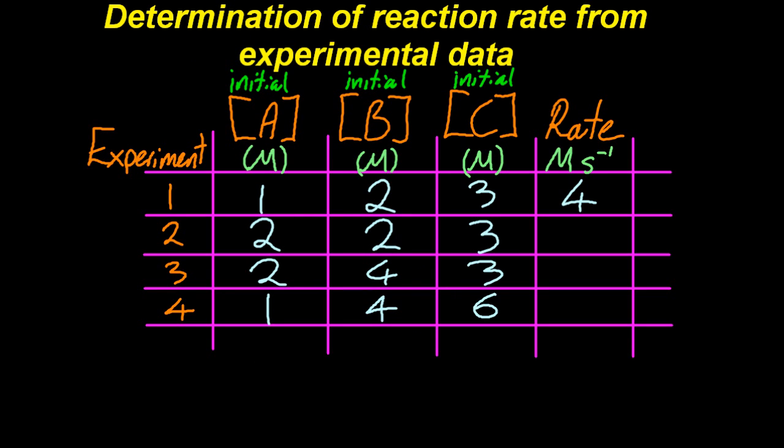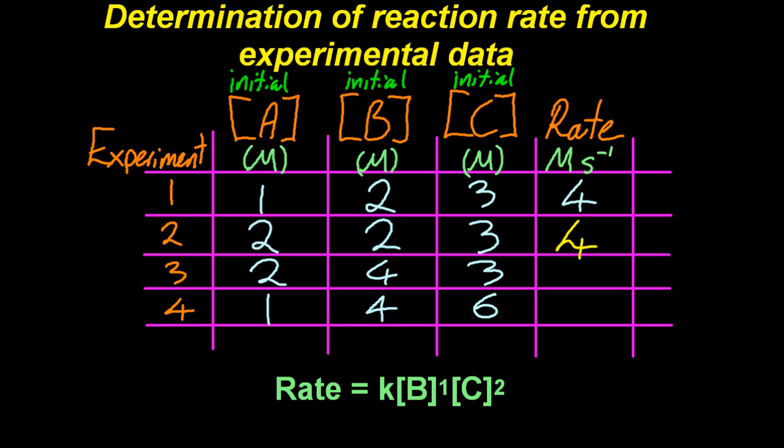Determination of reaction rate from experimental data. Well, I'm just going to make up the rate equation. I can only give you the rate equation if I've seen the data. I've just made it up. There is no A, B, and C. Looking at experiment 1 and 2, if I double A, what's my rate going to be? It's going to be 4 because A isn't mentioned in the rate equation. Looking at experiment 2 and 3, everything's the same, but I seem to have doubled B.